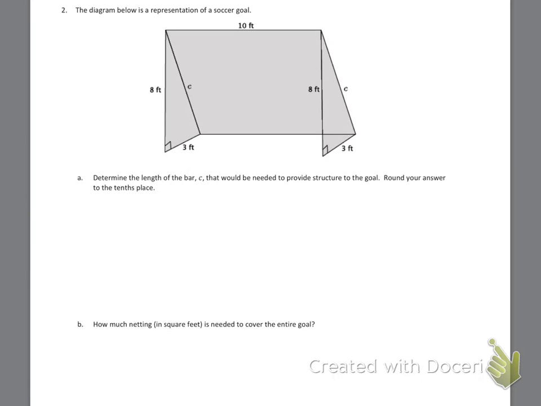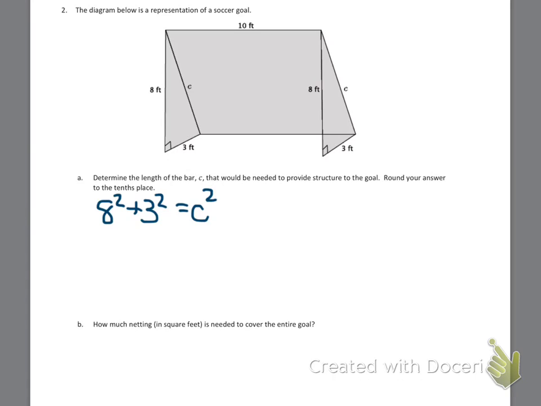So we need to see where this right triangle is. Because our right angle is here, these are legs. Even though this may not look like a right angle from the perspective, it's labeled like one, so it is. The legs come off the right angle, and the side opposite it is the hypotenuse. So to determine the length of the bar, we can use the Pythagorean theorem. We would have 8 squared plus 3 squared is equal to c squared.